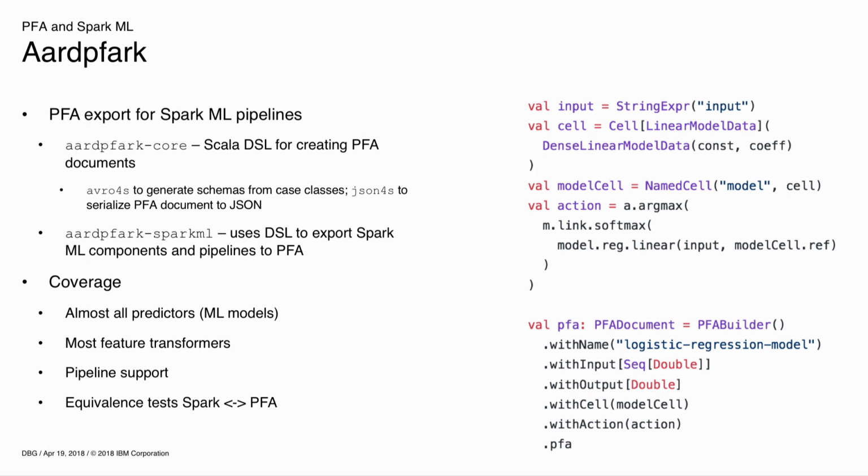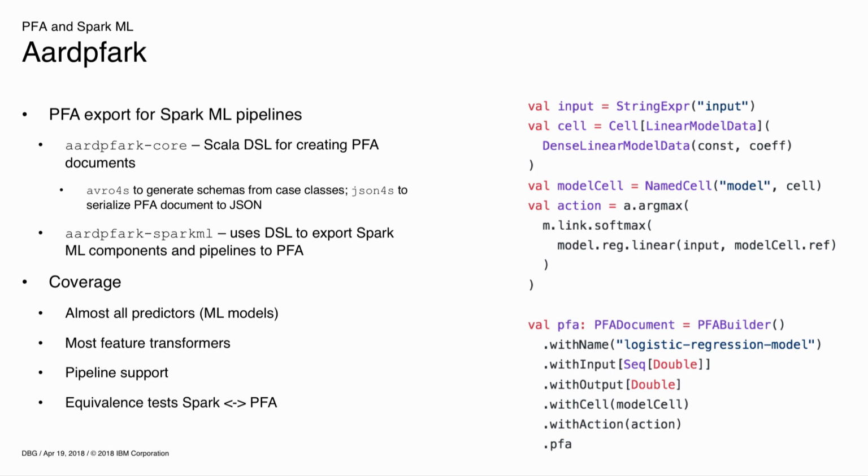So this is what our team set out to create. And it's called Aardvark. I'm from South Africa, and an aardvark, if you don't know, is literally an earth pig in Afrikaans. If any of you are Dutch, you'll maybe understand it. But it's an anteater. It's a pig that walks around and eats termites. So Aardvark is our PFA export engine for Spark.